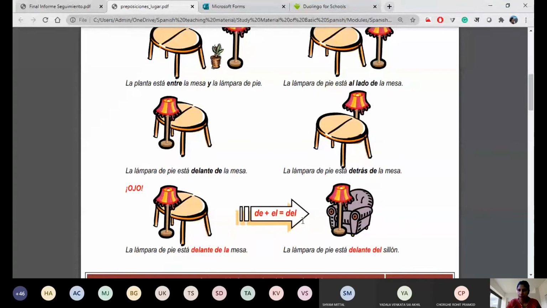Okay, is that fine till now? Yes, ma'am. De plus el will become del. And why does it happen like that? It happens because the sound of the E together, they collaborate with each other. They come together and become one sound. They become one, and that's why they become one word also. So they will be together, and then the sound will be produced as del.